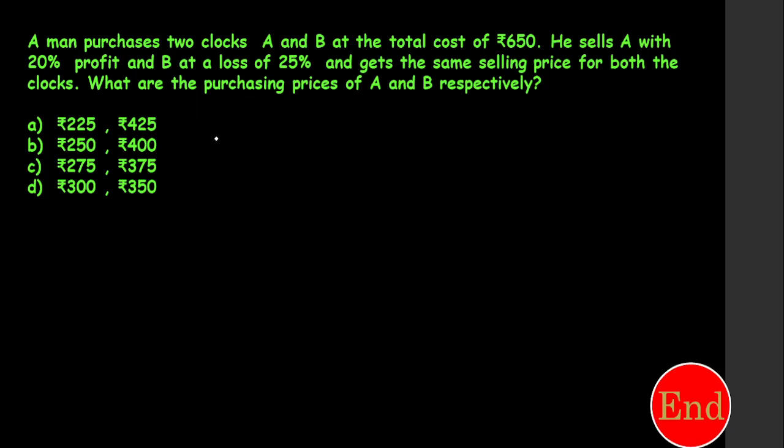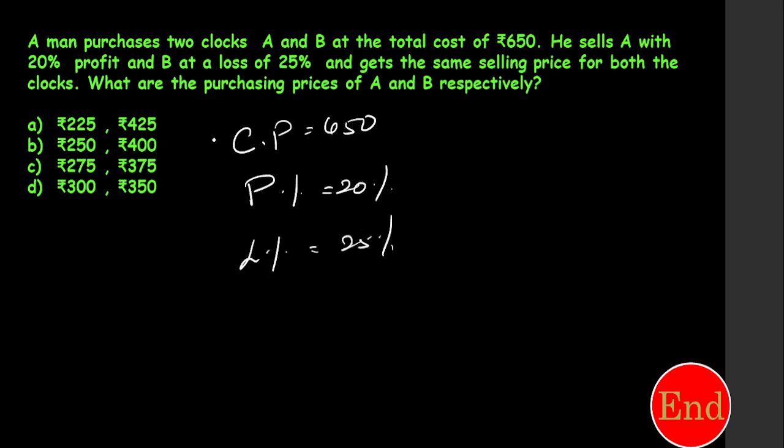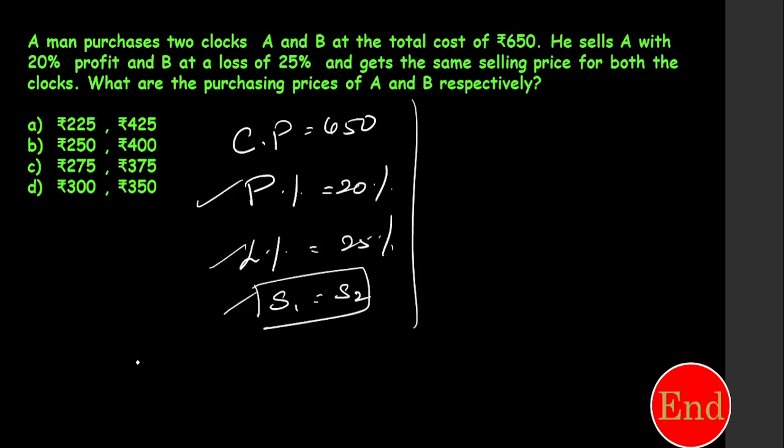Look at this. Cost price is given, that is 650. One is profit. Profit percentage is equal to 20%. Loss percentage is equal to 25%. Selling price 1 and 2 are equal. When you get this condition, profit, loss, selling price are equal.